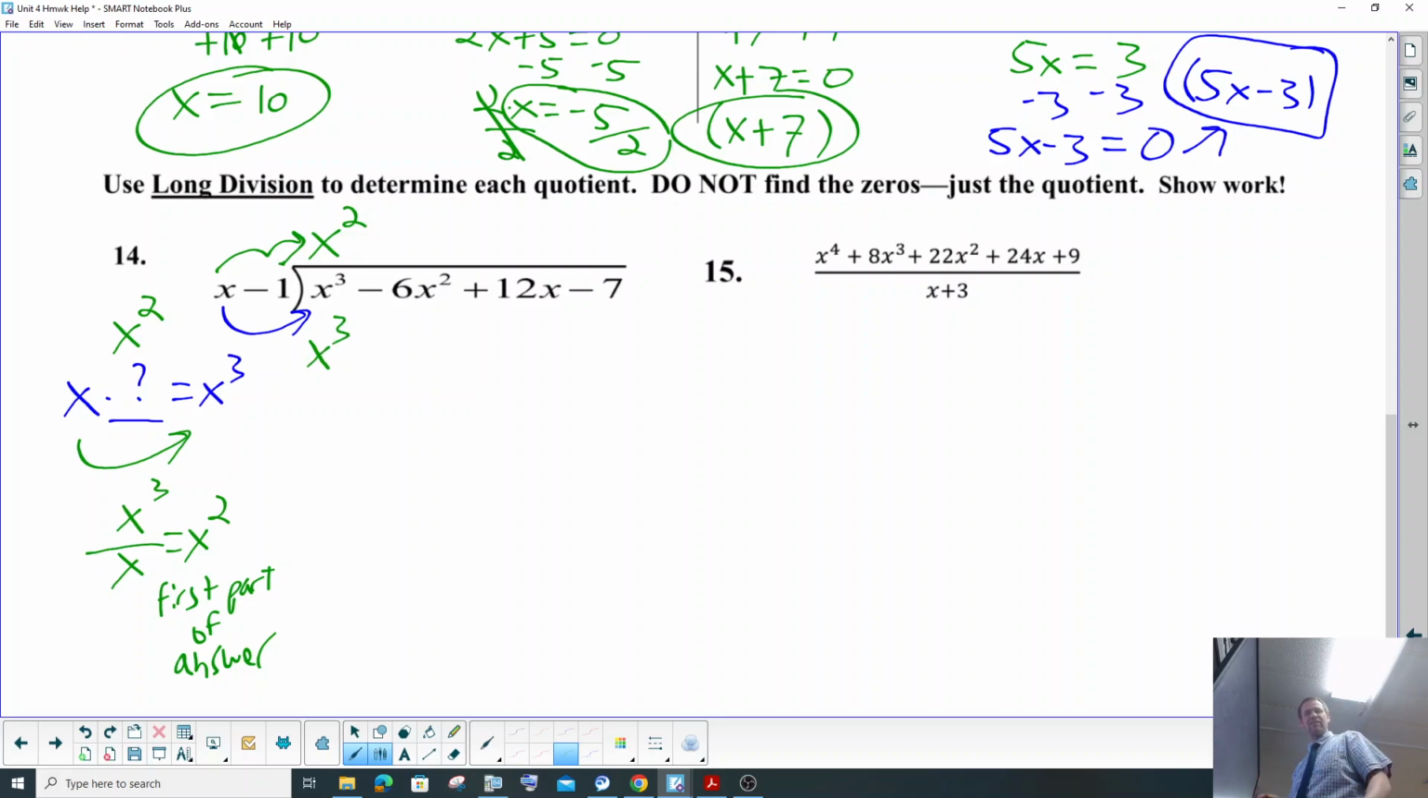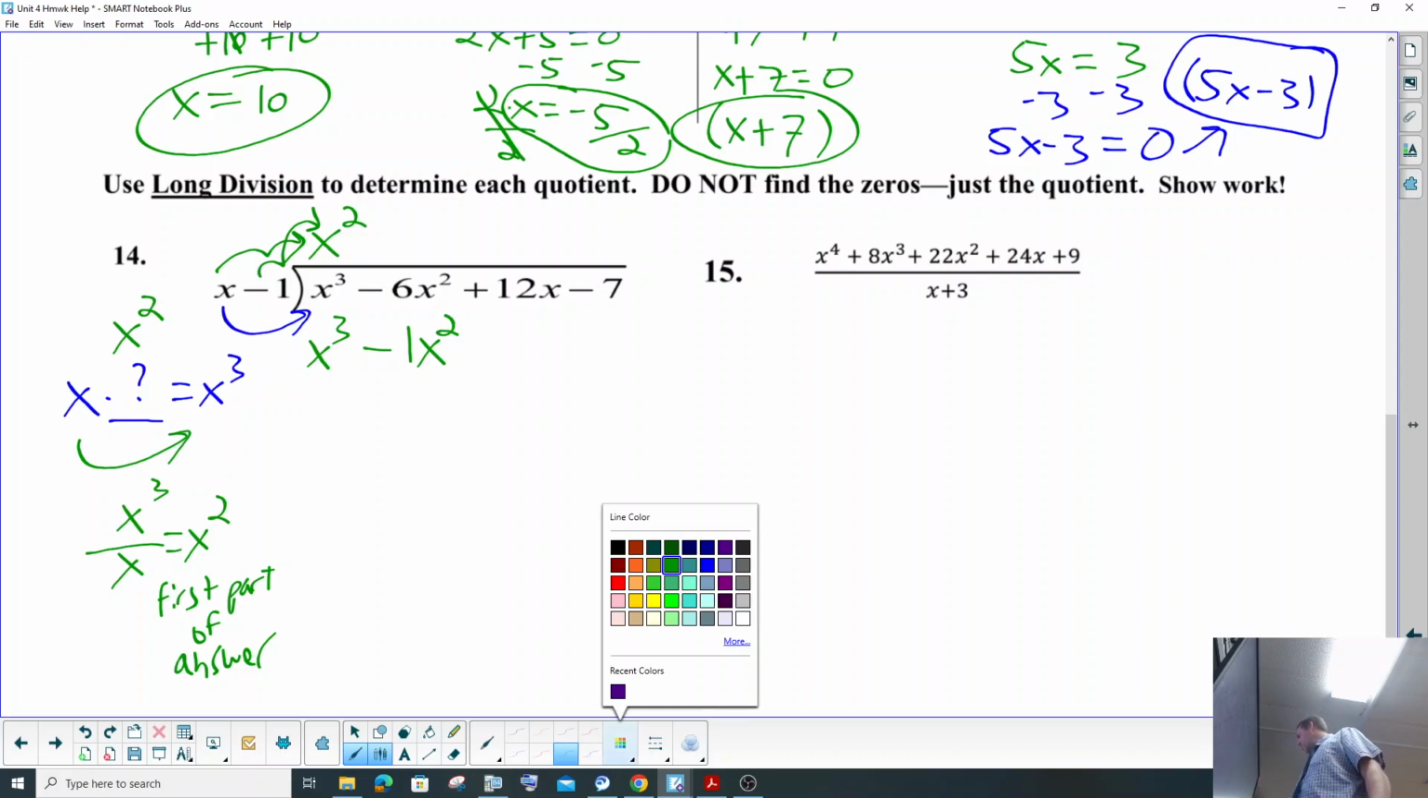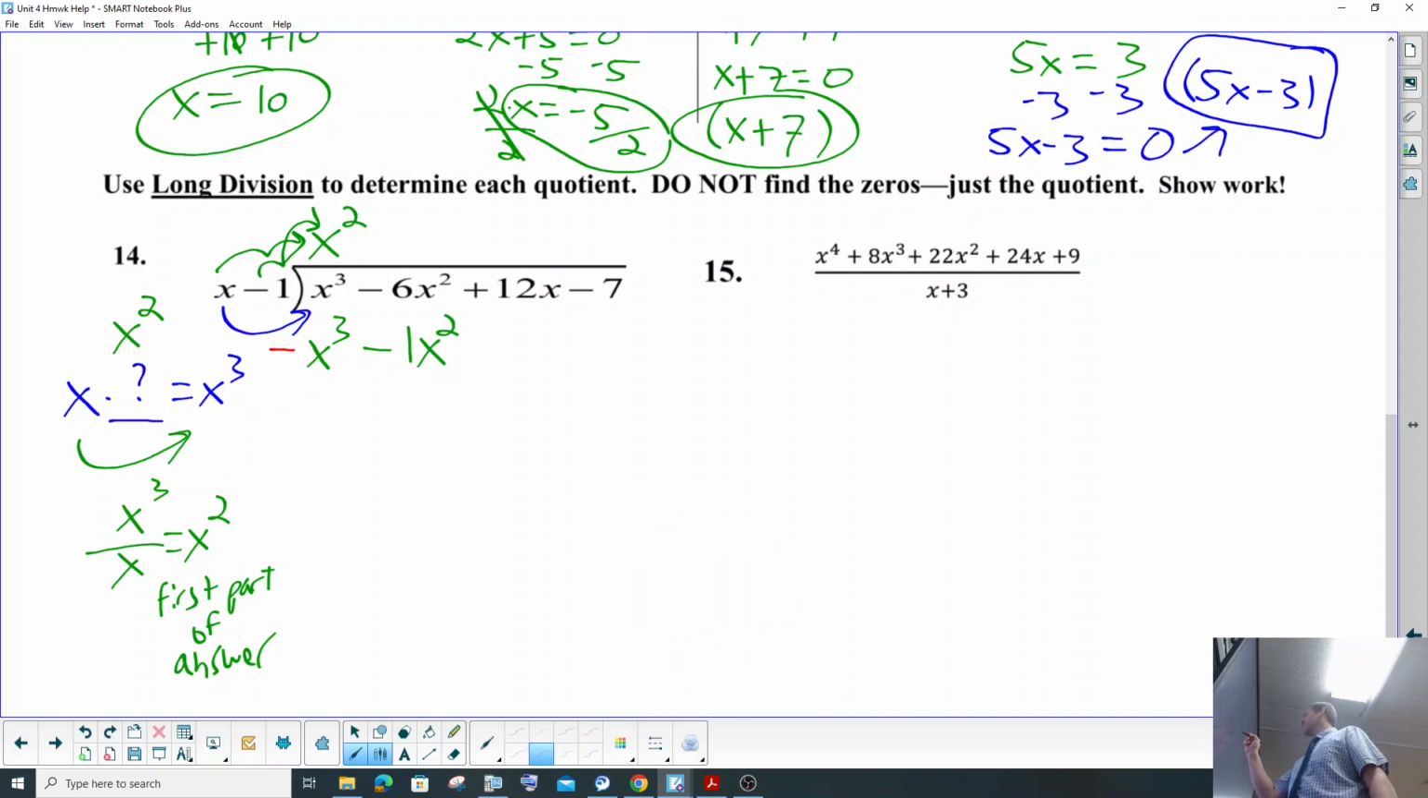So x times x squared is x cubed. Good. Then negative 1 times x squared is negative 1x squared. Good. And then we want to change the signs. So we change those signs. So that goes away. And then we have a positive 1x squared with a negative 6. And so that's negative 5x squared.